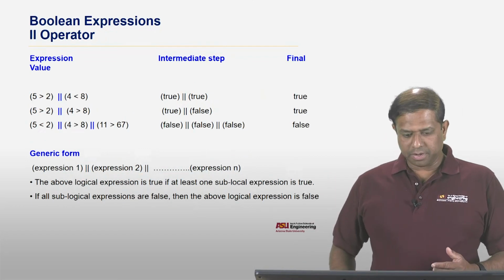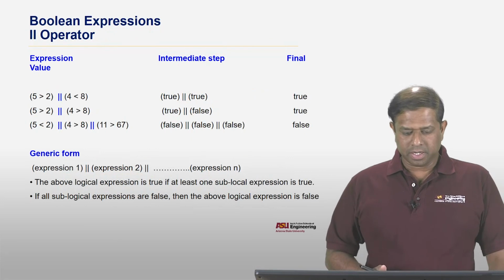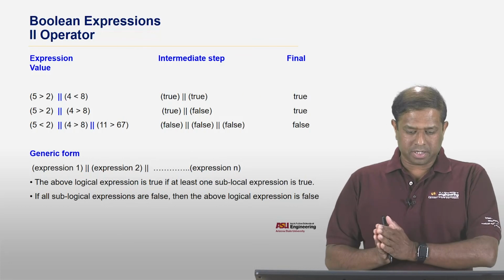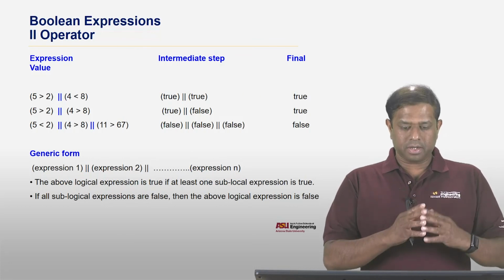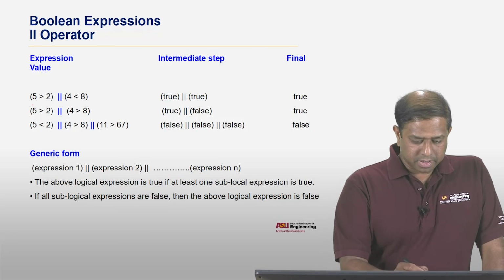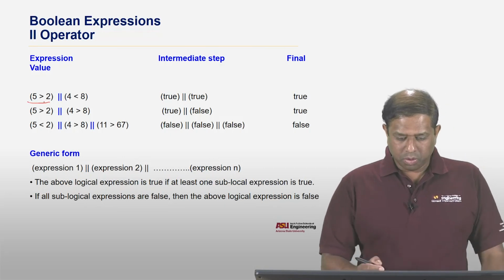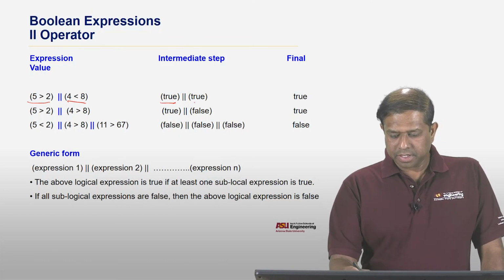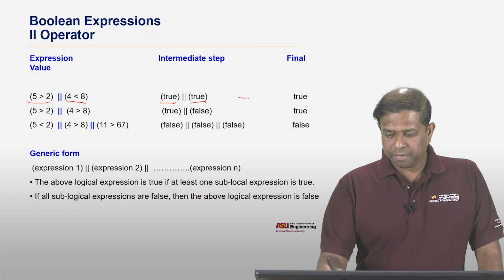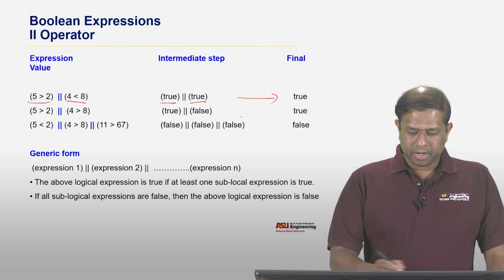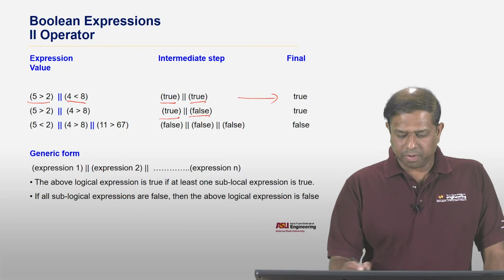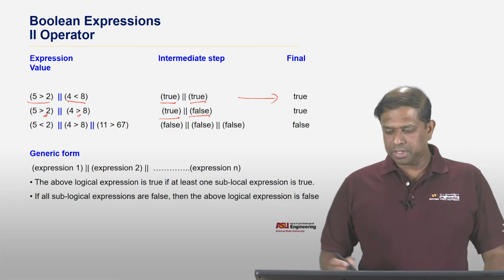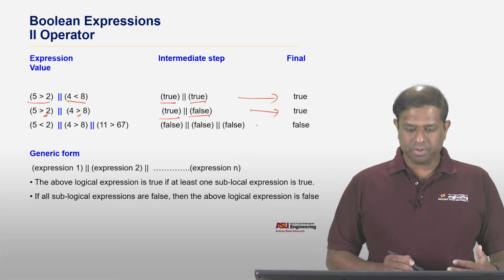So now let's look at the OR operator and see how it works. In the OR operator scenario, if you have multiple logical expressions, then we need to check whether one or the other, okay? So here we have 5 greater than 2 or 4 greater than 8. As the name implies, either this or this. In this case both are true, so the final outcome is certainly going to be true. Now in the second case we have true or false, so we are checking whether this one or this one. Since at least one of them is true, the final outcome is going to be true, right?